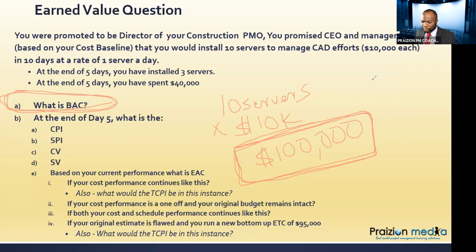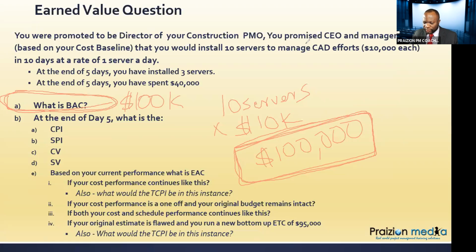The budget at completion is your total amount that you're going to spend on the project, excluding management reserves. Those are not included in the budget. So whatever you get in a question like this, that final total, we understand that as the BAC. All right. So what is the BAC? 100K.